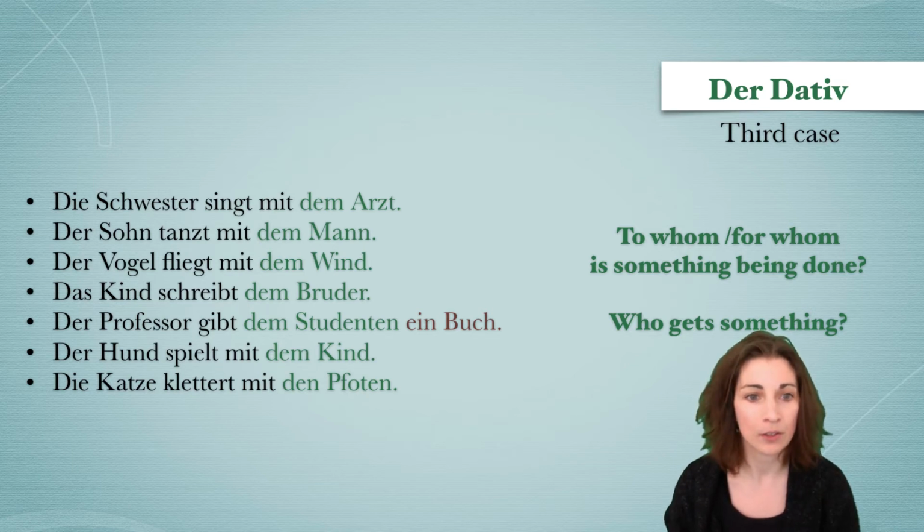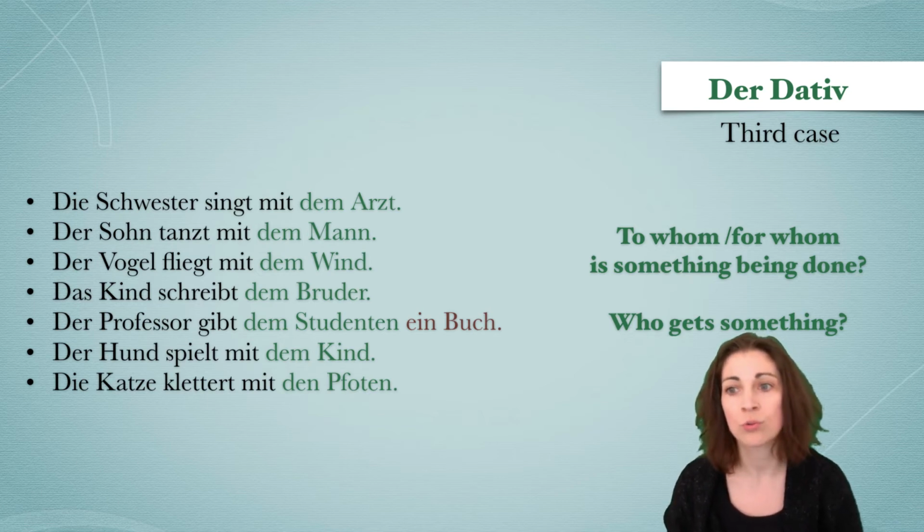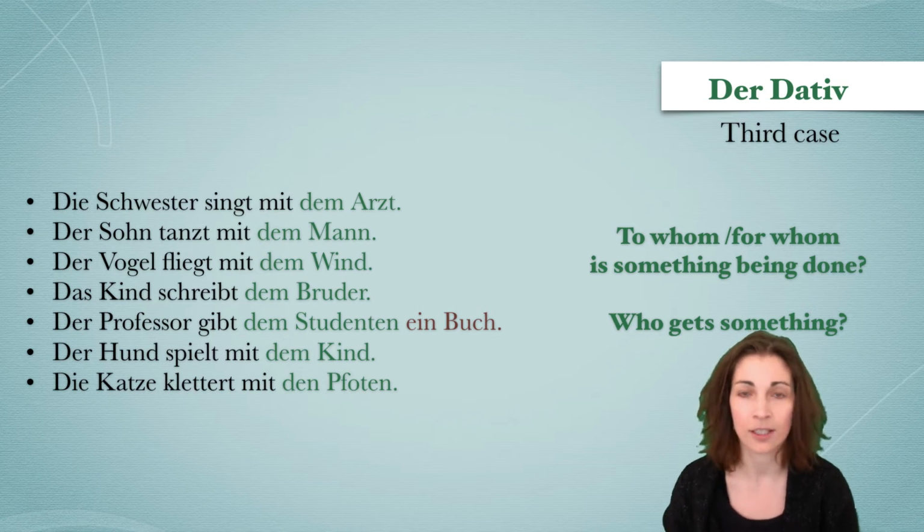Sometimes we also ask, let's go to another sentence, das Kind schreibt dem Bruder. So the fourth sentence, das Kind schreibt dem Bruder. The child is writing to the brother, to my brother. Who got something? The brother gets something written. Or to whom is something being done? Something is being written to the brother. Okay, the child writes to the brother.